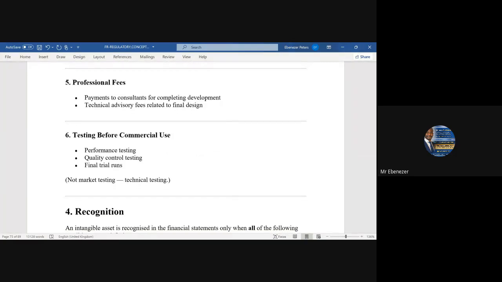Equally, testing before commercial use, they call it performance testing or quality control testing. For those that are working in the manufacturing industry, they can relate to this one very well. That is to be sure that the product can actually be used, or if there is any issue to it. Now, at this stage in time, they have already produced the product, as it were. They have created the product. Performance testing simply means they are testing.